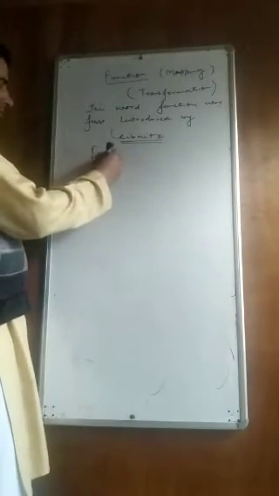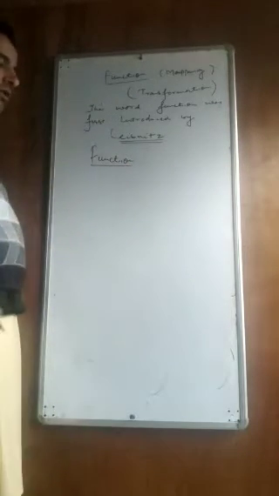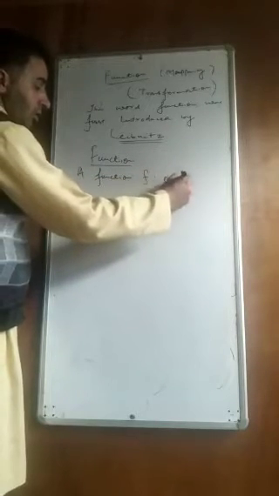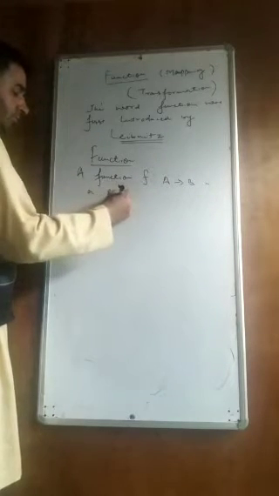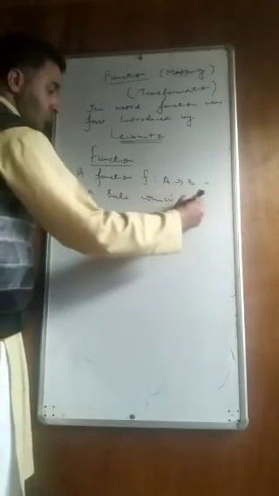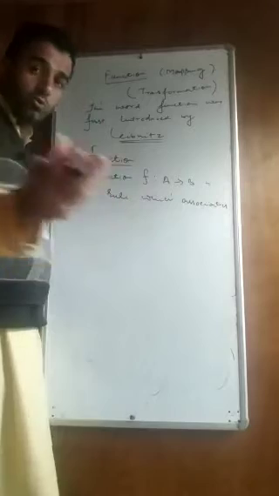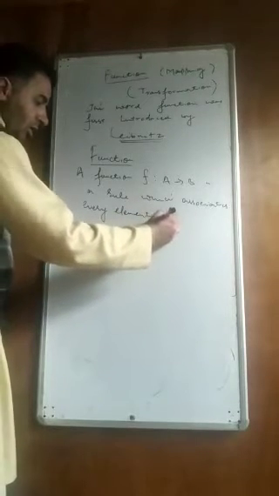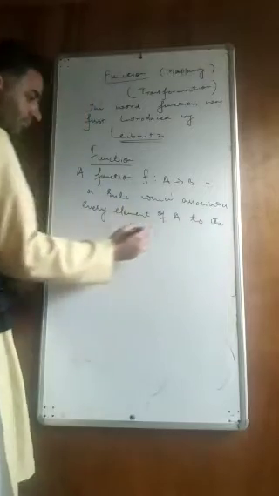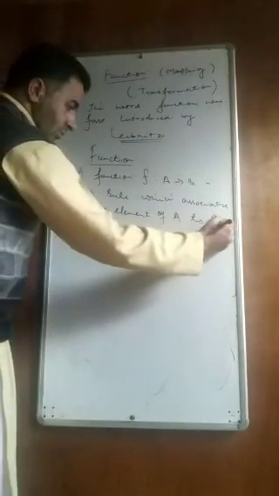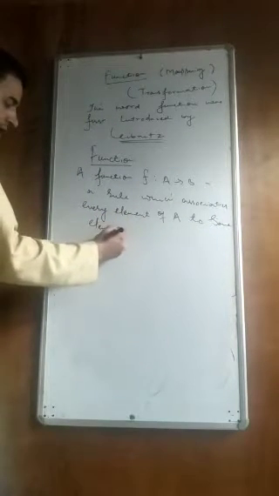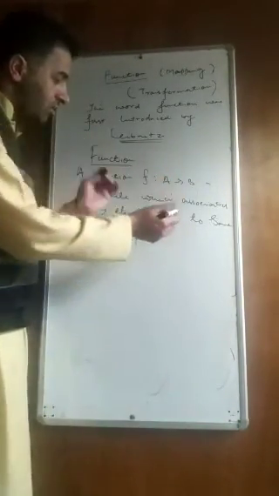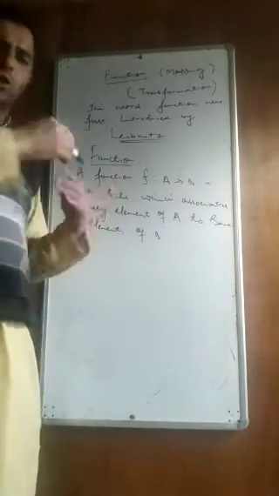This function, we can define it as: a function f from A to B is a rule which associates every element of A to some elements of B. It is a rule which associates every element of A to some elements of B, some or all elements of B.